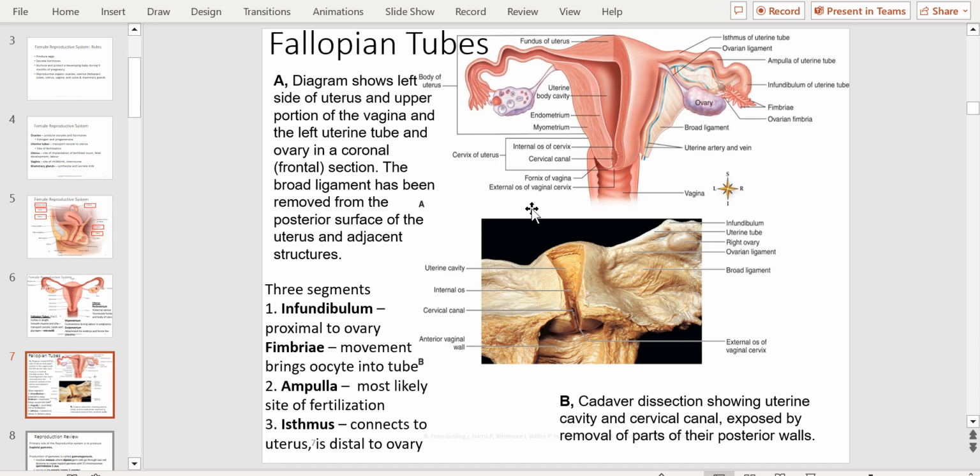Okay. The diagram shows the left side of the uterus and upper portion of the vagina, and the left side of the uterine tube. The broad ligament has been removed. You can see in the cadaver right here, showing the uterine cavity and cervical canal. Always interesting to show the cartoon next to the real. Real is very difficult to identify. Cartoon is always nice. You can see everything listed here as needed.